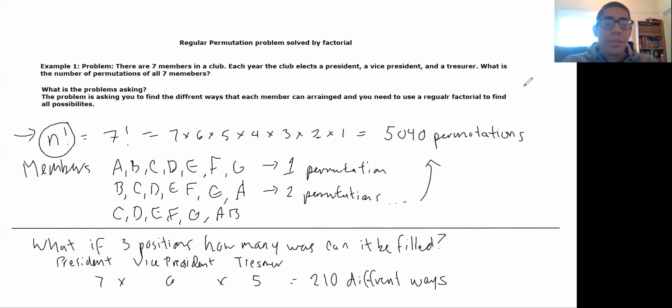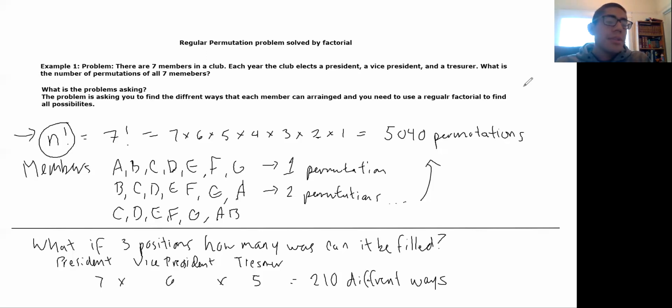So 7 factorial is the same as 5,040. That means if you were to multiply 7 times all the predecessor numbers, you end up with 5,040 different ways of arranging those group numbers. And that's really what I'm looking for. So that's just the basic factorial. That's just what a factorial is and how to find it, right?